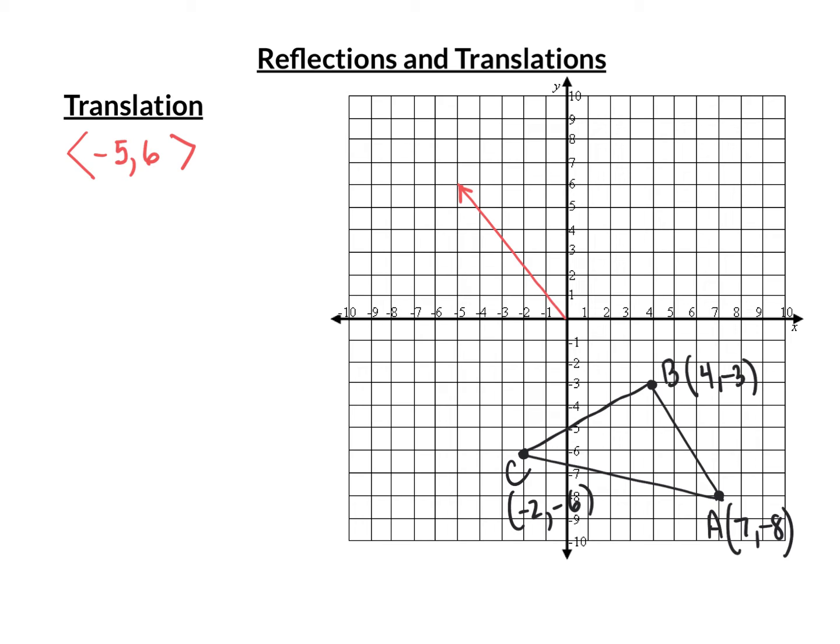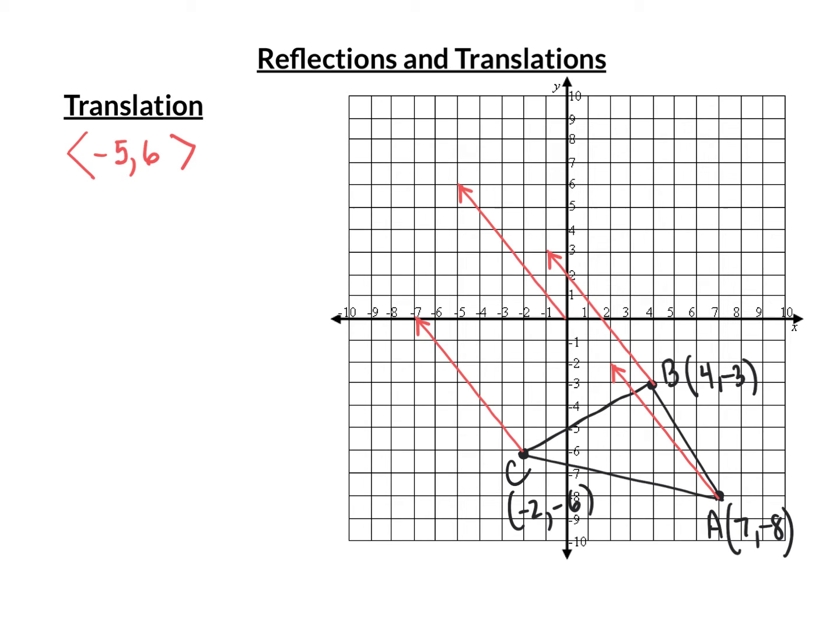Another way we can transform a figure is along a vector. Here we have the vector <-5, 6>. It's in component form. See the less than, greater than sign around the -5, 6? That means the initial point is at the origin, and it stops at the terminal point (-5, 6). When we translate along a vector, what we're imagining here is that this vector gets picked up and moved and placed on each point. Each point moves the distance and direction of that vector.